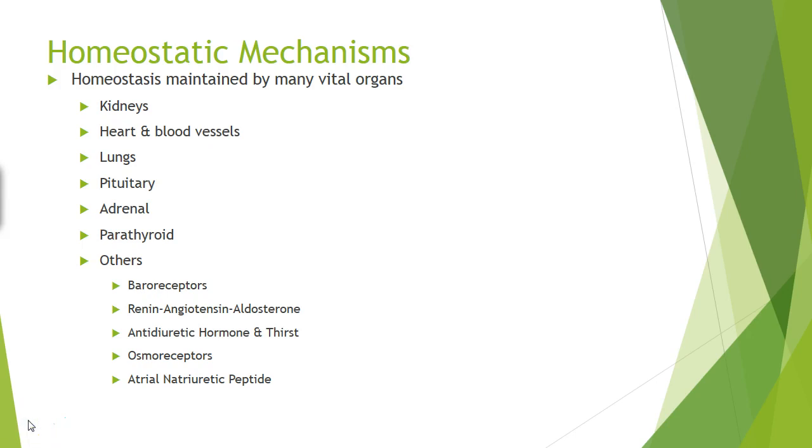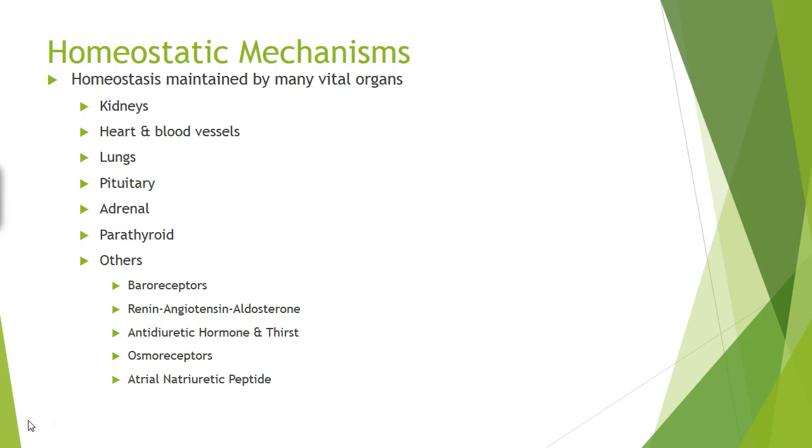So your adrenal gland and your pituitary gland are very important, and when we get to endocrine, Ms. Poindexter will talk more in depth about it. And then we have baroreceptors, we have the renin-angiotensin-aldosterone system. Please, you have to know the renin-angiotensin-aldosterone system. There's just no getting around it. It's very important in blood pressure management.